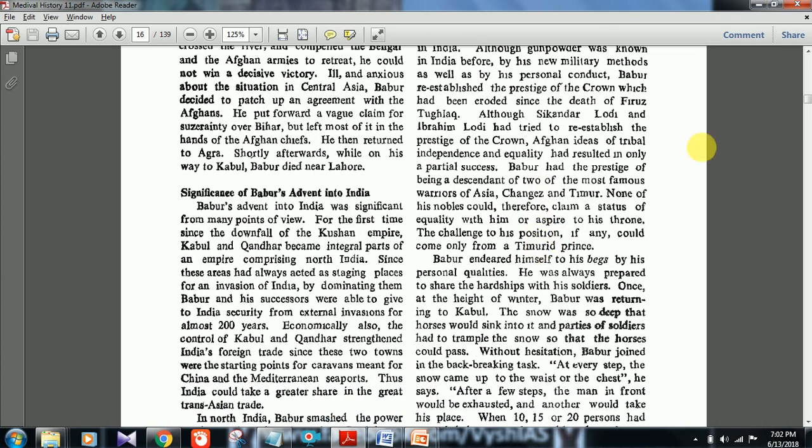So although Sikandar Lodi and Ibrahim Lodi had tried to re-establish the prestige of the crown, Afghan ideas of tribal independence and equality had resulted in only a partial success. Babur had the prestige of being a descendant of two of the most famous warriors of Asia. Okay, this also was a UPSC statement.